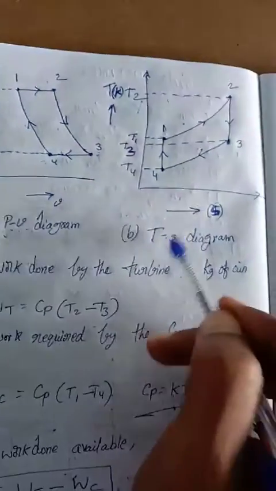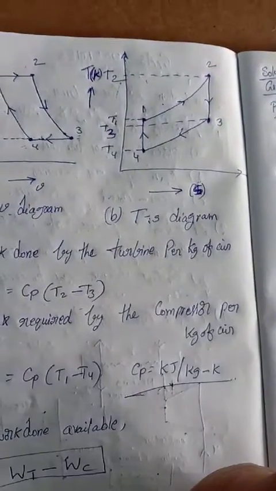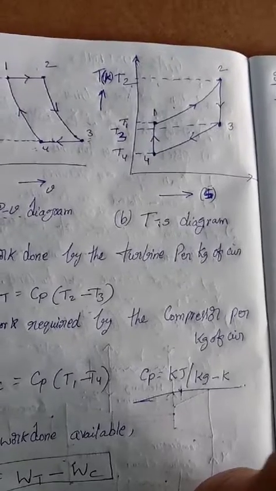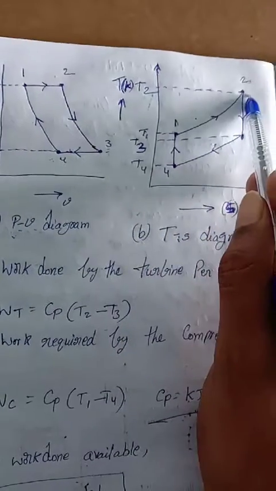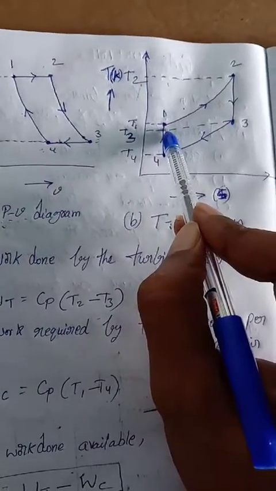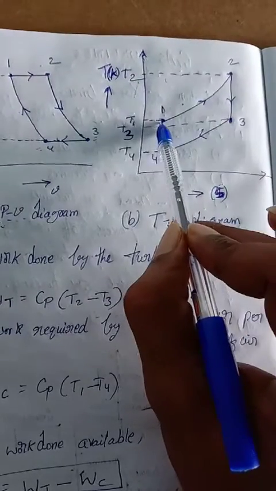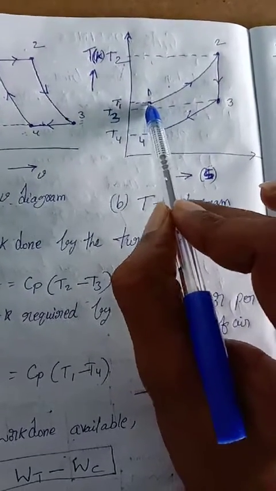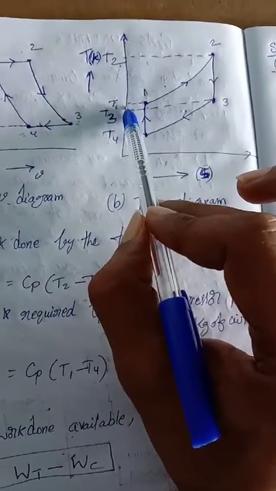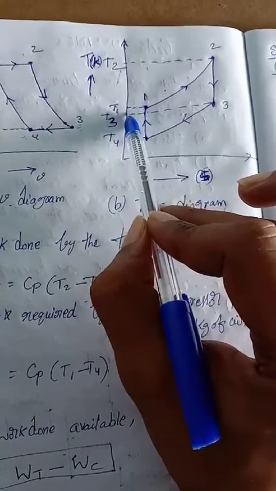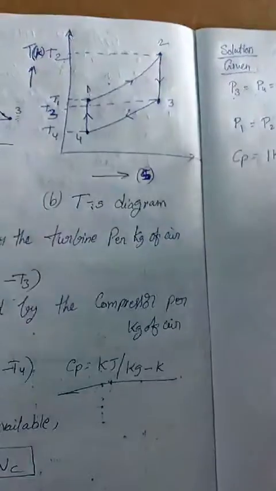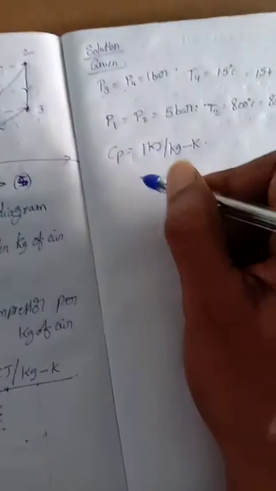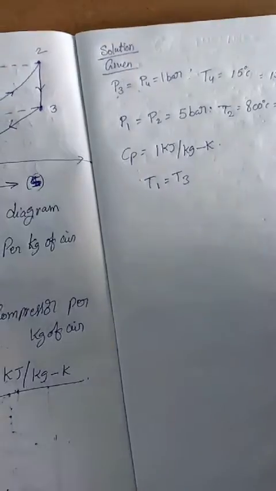So the PV and TS diagram for the closed cycle gas turbine is here, and T1 and T2 are raised, but here T1 and T3 are very near in temperature. Look here, T1 and T3 are very close. So we are going to consider T1 is equal to T3.